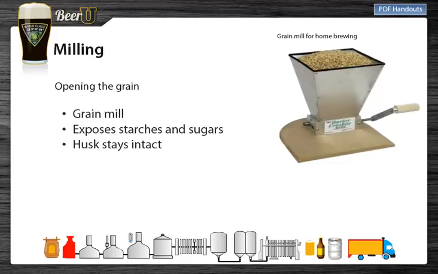The husk of the grain is kept with the rest of it because even though it doesn't provide much for the finished beer, it is important in the brewing process, particularly during the upcoming lautering phase, where the empty husks will act as a filter bed.